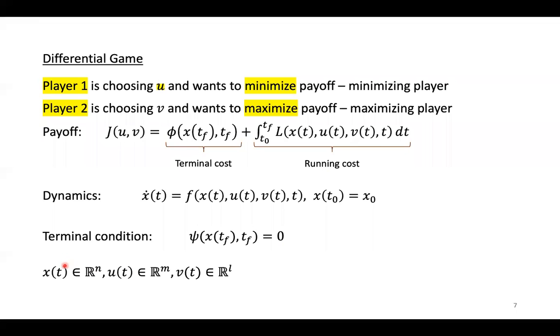So in terms of notation, we assume the state is from n-dimensional real space. The minimizing player is choosing controls from an m-dimensional space, and the maximizing player is choosing its action from an L-dimensional space. So there is no restriction that the action spaces of both the players should be the same. It could be different. There is no restriction on that front.